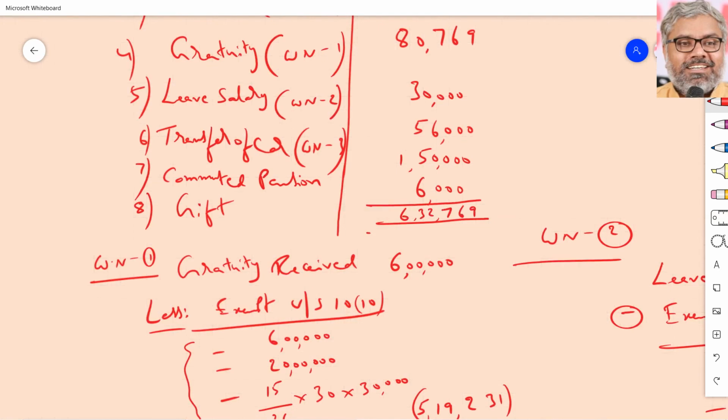632,769. But from that, you have to give a standard deduction of 50,000 under section 16(1)(a). So what will be the final answer? I am taking it here. So final answer will be 5,82,769. That is the taxable salary.